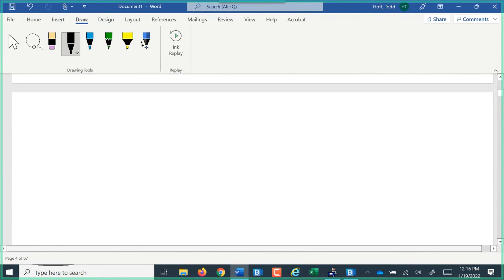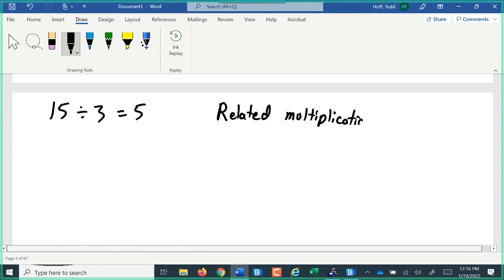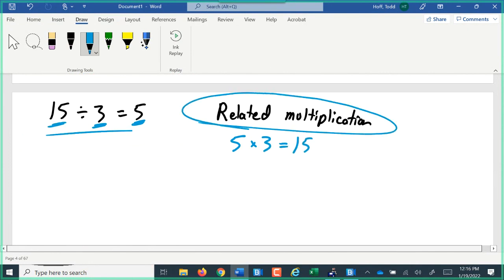If I look at 15 divided by 3, of course we know that equals 5. But it's actually defined through something called a related multiplication problem. The related multiplication for this is basically working backwards, starting with the 5 times 3 equals 15. That is the related multiplication problem for that division. So when we're looking at solving a division problem, what we're doing is filling in a blank in that related multiplication problem.